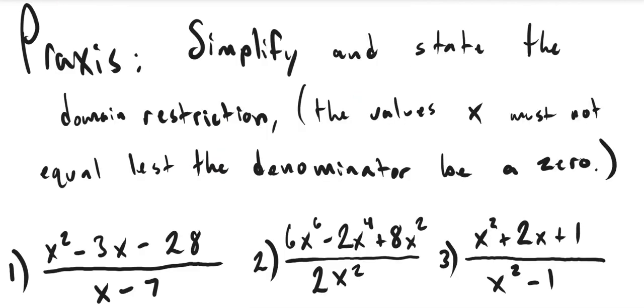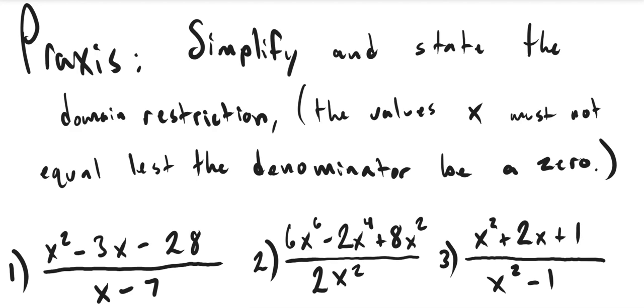Okay, let's move on to some praxis. Let's do some practical exercises for today. Simplify and state the domain restriction. That's the x values that you must not let the denominator be, lest you get a 0 there. So give these a shot. Pause the video at this time, factor, cancel, and see what remains.